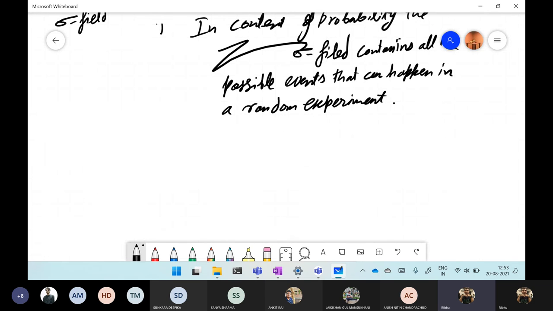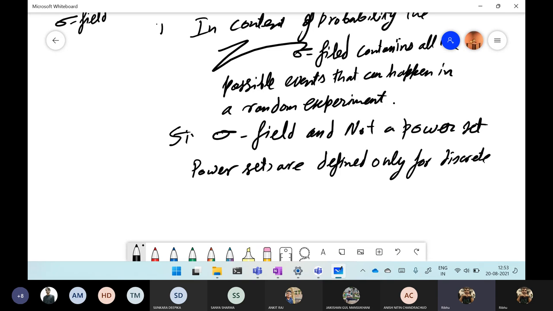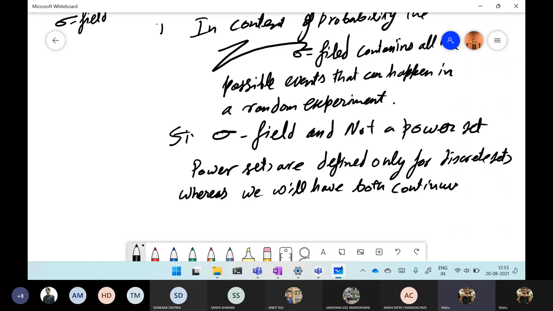The reason that we use the notation sigma field and not a power set is because power sets are defined only for discrete sets, whereas in probability we will have both continuous and discrete sample spaces. And you know that for a discrete sample space, the sigma field is the power set of the sample space.